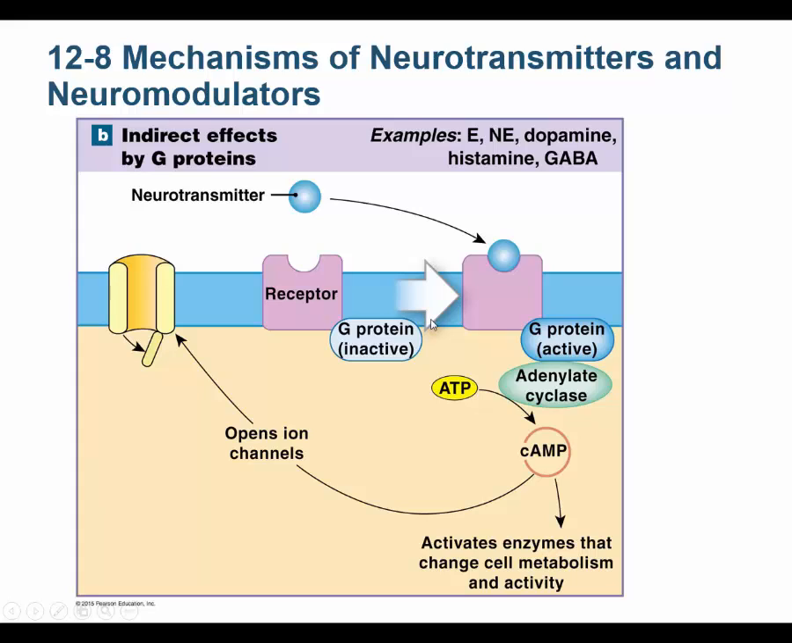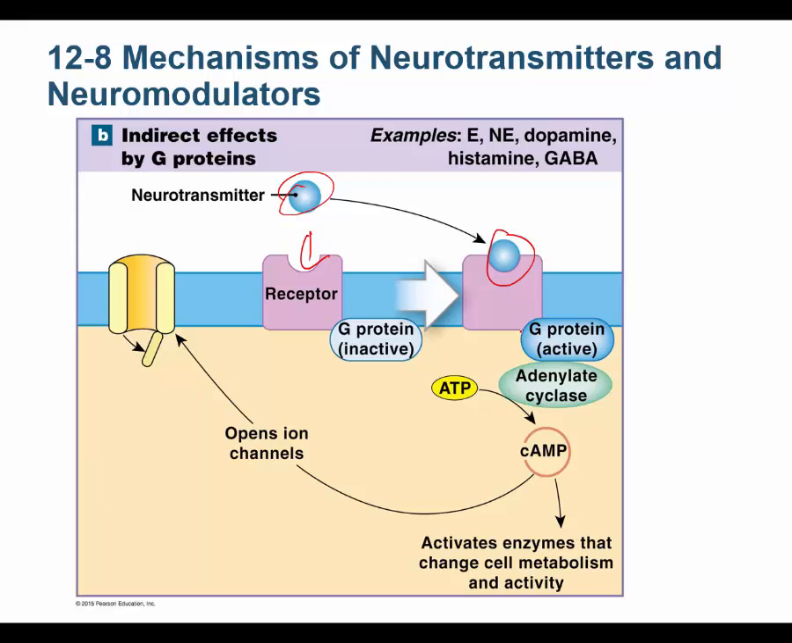However, there's a couple types of indirect effects. One's a G protein mediated indirect effect, and one is an enzyme mediated indirect effect. Both indirect effects work similarly, just one involves a G protein and one doesn't. Here's how it works. Here's your neurotransmitter, and it binds its receptor. So here you go, neurotransmitter receptor complex. It does not open an ion channel directly, not right now.